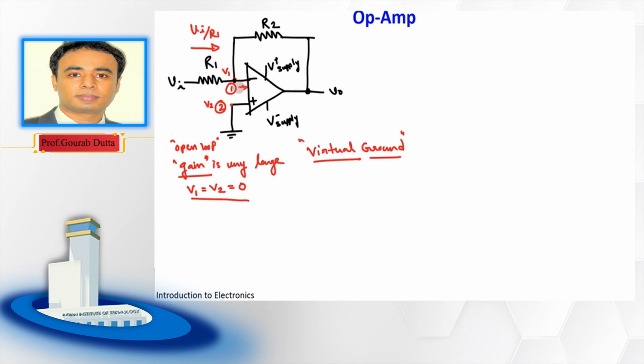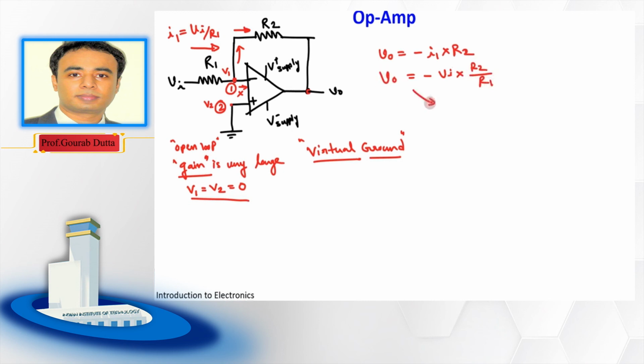Can any current go inside the op amp? No, right? Then the same current has to flow through this R2. Then what will be the potential of this V output? You can directly write V output equal to minus of this current. If we say this current is I1, then it is I1 into R2, which, if we substitute, is R2 by R1, right?